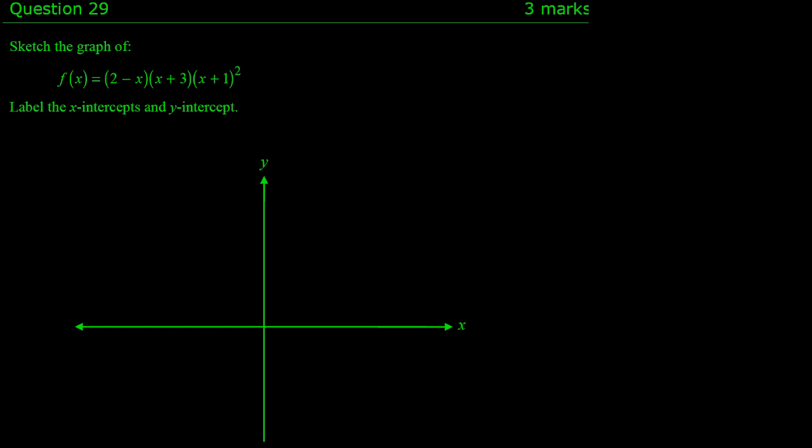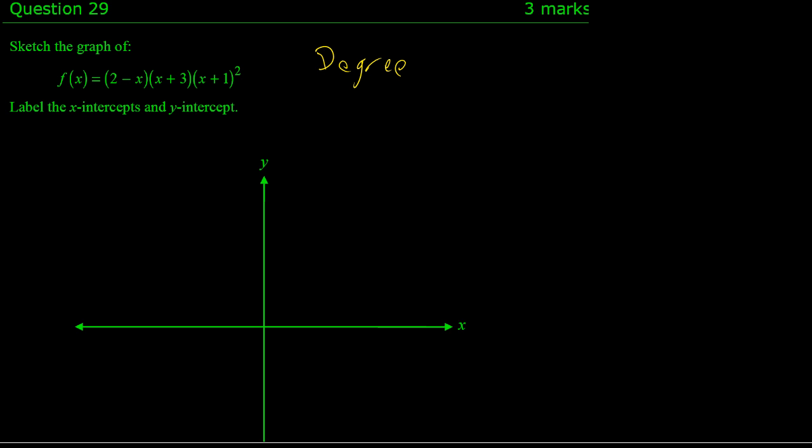And there's a few things that we want to think about before we even graph this. The first thing I want to think about is the degree, because the degree of this polynomial will tell me the shape. To think of the degree, just look at all your exponents on your variables x. So this is an x, this is an x, and this is an x squared. So my degree is x to the 4.